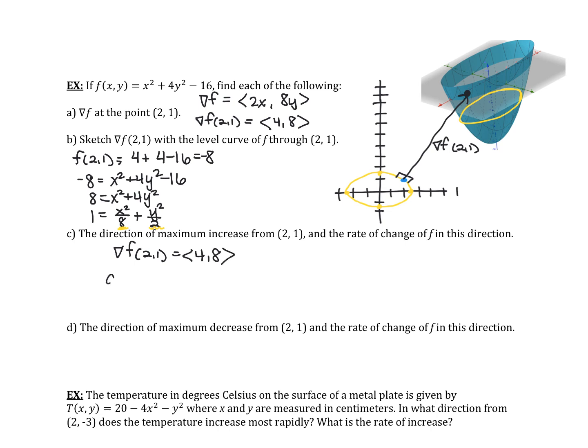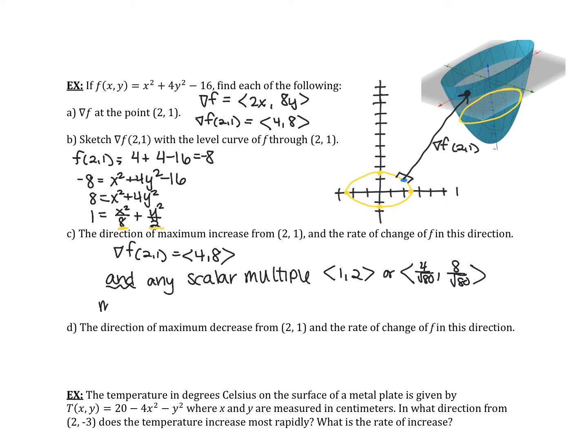But that means we can also use any scalar multiple. So if you gave me the answer of (1, 2), that's correct as well because it's a scalar multiple of (4, 8). Or you could even give me the unit vector (4 over root 80, 8 over root 80). That would be the direction of max increase as well.